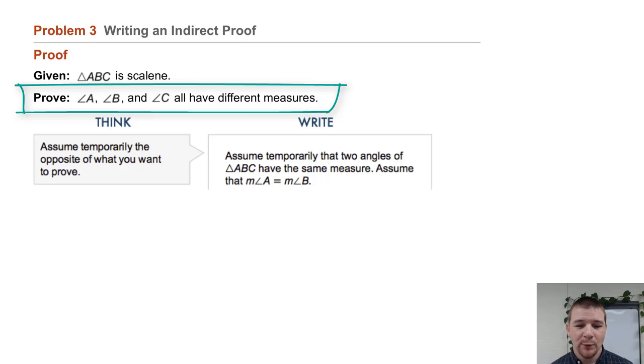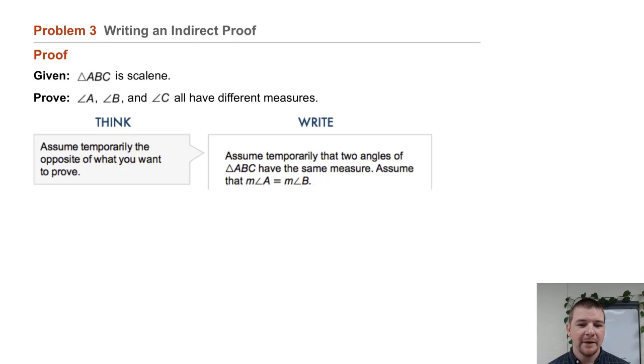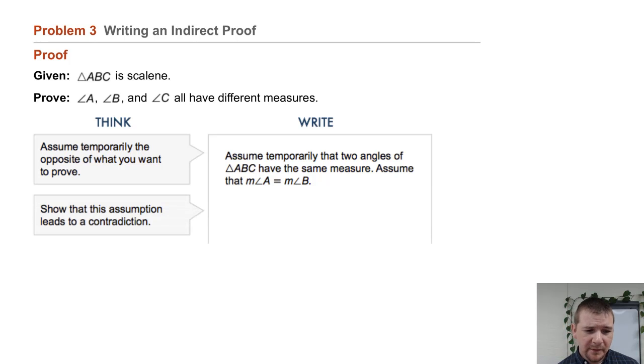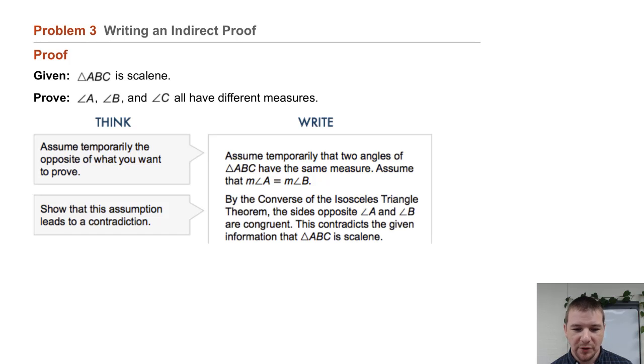Keep in mind the idea is this will lead us to a contradiction, and if every single possibility except the one we're trying to prove can't happen, then the one we're trying to prove must be true. That's the whole idea of proof by contradiction. So moving on to step 2, we need to show that our assumption leads to a contradiction. So we can state, by the converse of the isosceles triangle theorem, the sides opposite angle A and angle B are congruent. This contradicts the given information that triangle ABC is scalene.